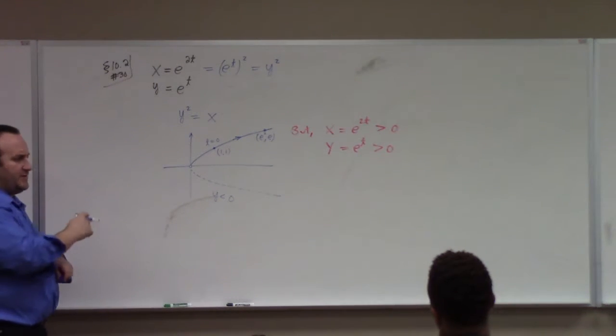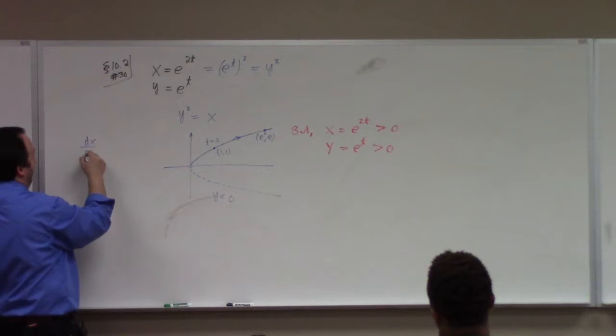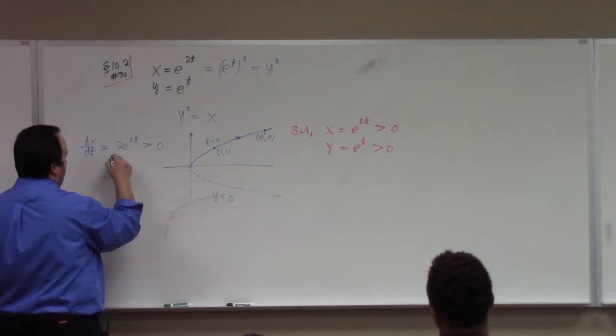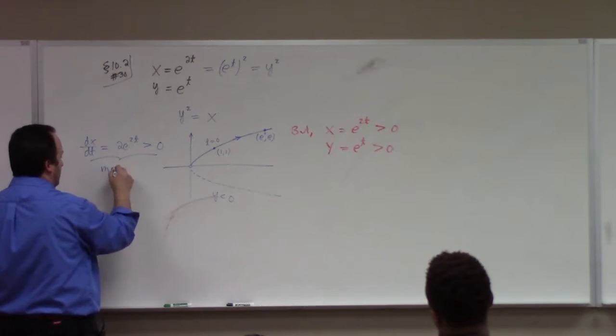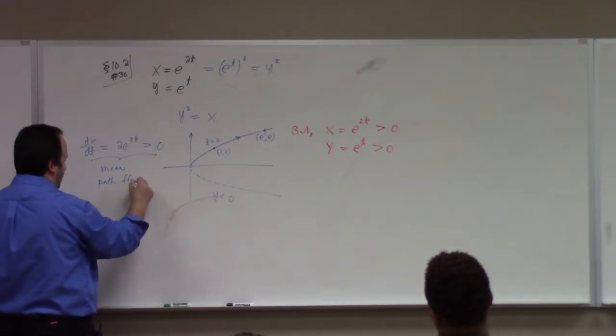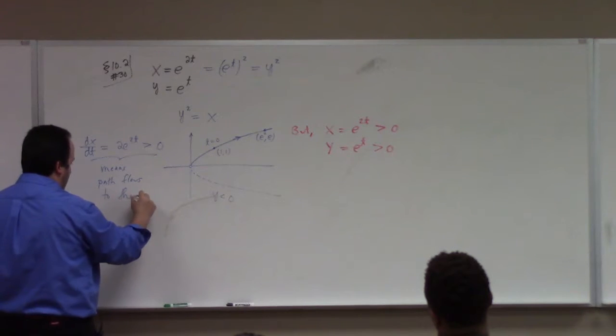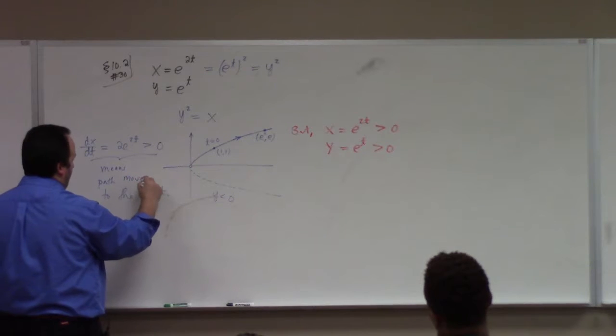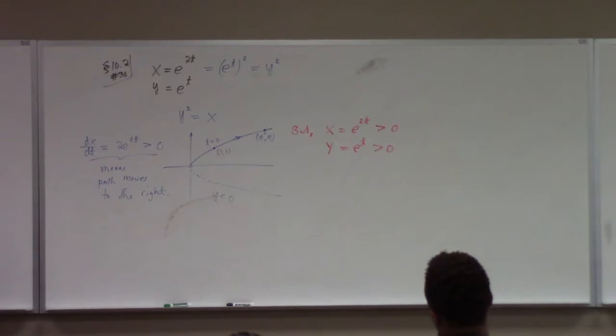Of course, we could have easily figured that out because what's the dx dt? It's 2 e to the 2t, right? Which is positive. So this means the path flows to the right. Maybe moves is better. If dx dt is positive, that means it's a right moving path. X is increasing as time increases.